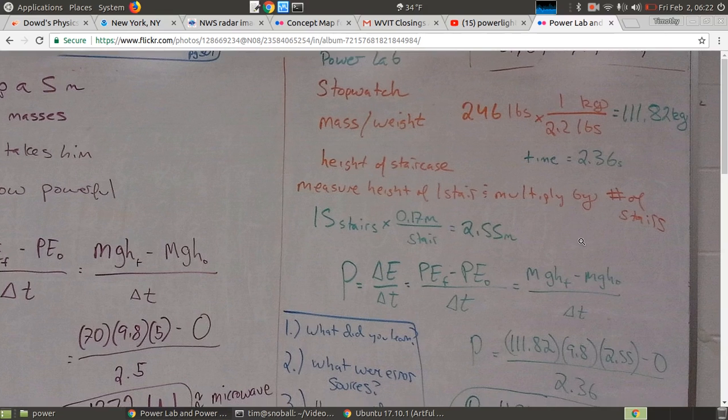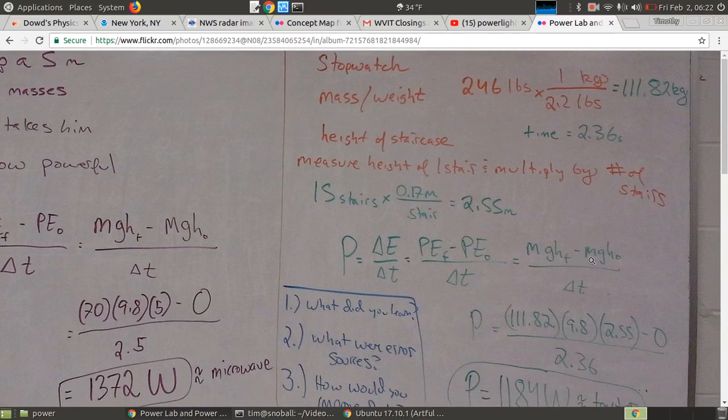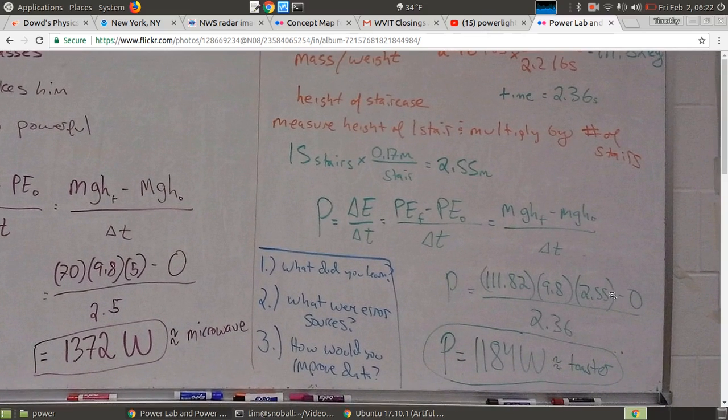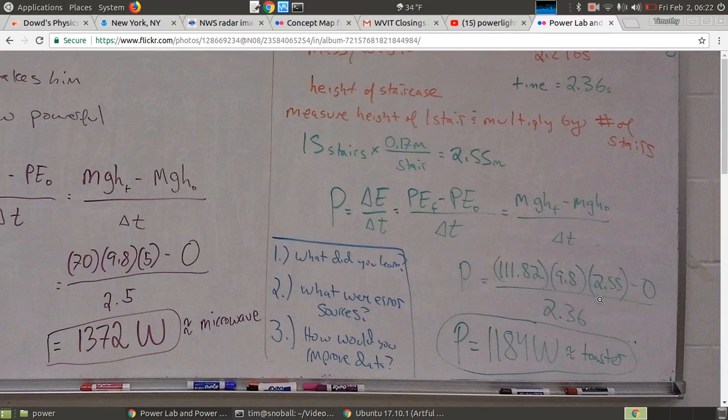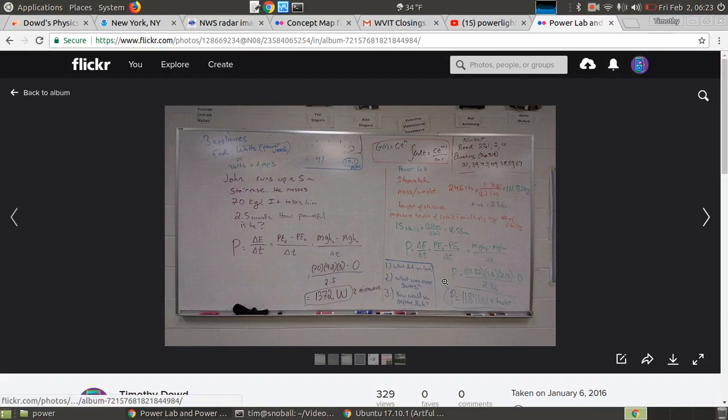So that's my H. The energy we're talking about is potential energy, so I've got my change in potential energy here. And I started at height 0, and I ended up at height 2.55 meters. So for this particular run, I exerted about 1,184 watts, which is about a standard toaster. That's how fast it turns energy into heat. So that's basically the calculation. Here's another example. You just need the change in height somebody has, you need their mass, and you need the time it takes them.